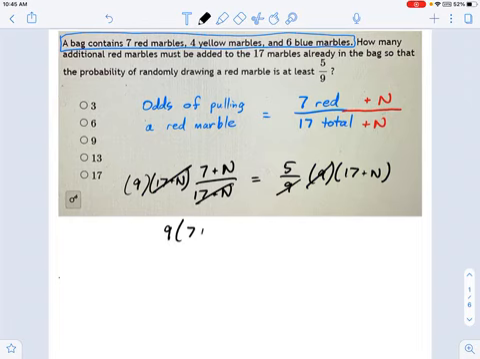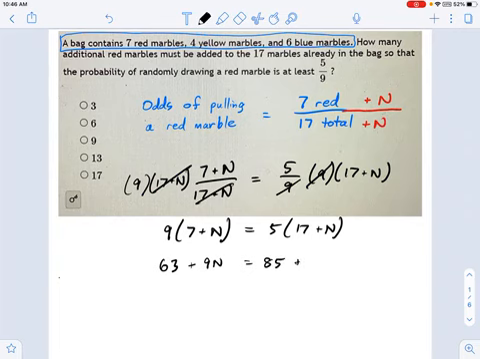9 times (7 plus n) equals 5 times (17 plus n). This should look a whole lot easier to solve. We're just going to break open those parentheses and see what we get. So 63 plus 9n equals 85, I think. 85 plus 5n. So I'm going to subtract 5n from each side. And you get 4n over here.